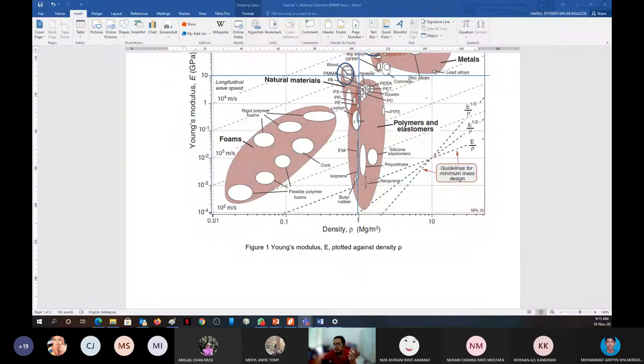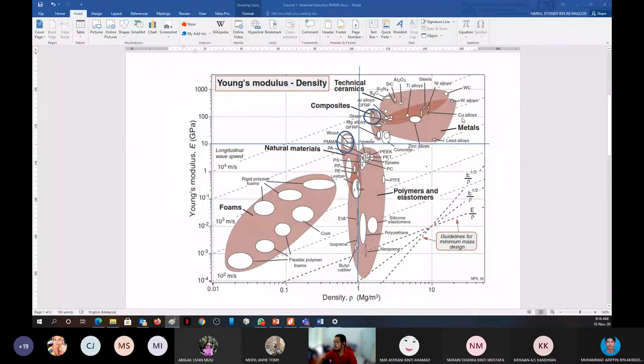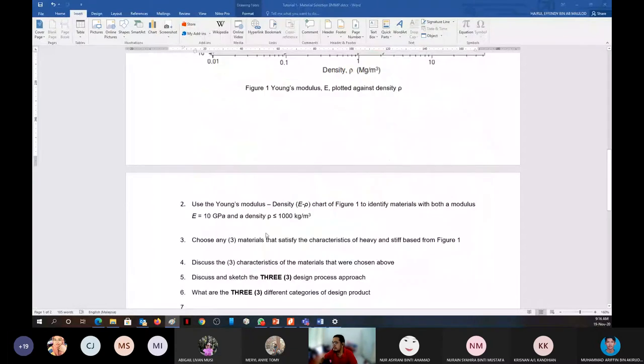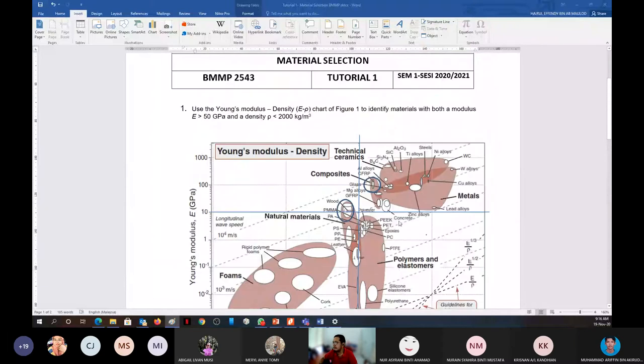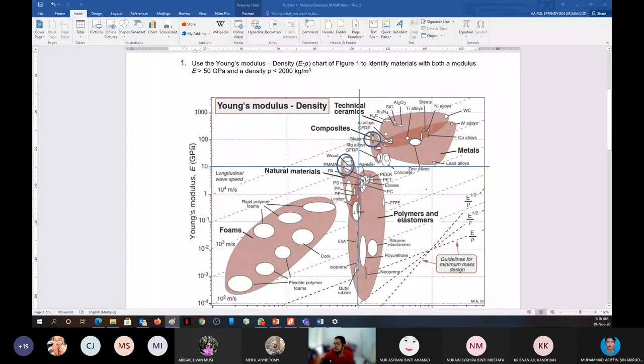So that's what density means: how much mass you can fit in one volume. In this scale, the higher the density, the more mass with the same volume. So you can see here, for example, foam has lower density, lower mass for the same volume, as opposed to metals and ceramics, which have higher density, meaning higher mass with the same volume compared with foam. So when it says choose any three materials that satisfy the characteristics of heavy and stiff, the material must be heavy, meaning higher density, like 50 kilograms for example, and stiff, meaning higher Young's modulus.